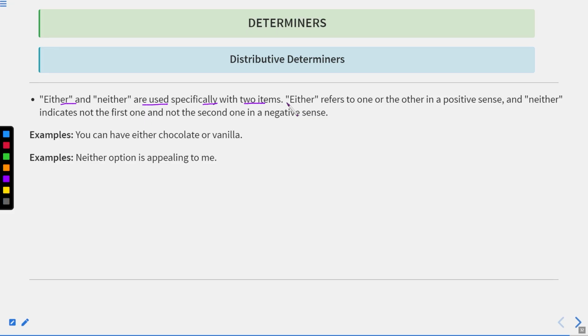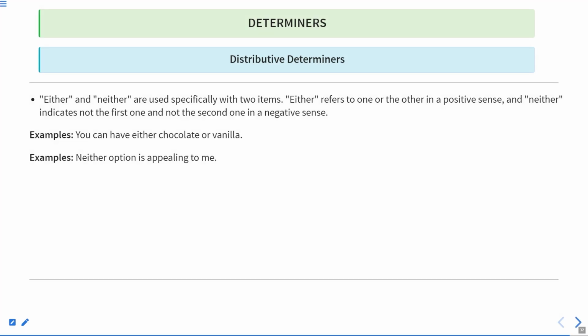For example, you can have either chocolate or vanilla. It means you have two options. Either you can take chocolate or vanilla. Neither option is appealing to me. So here we have the word neither before the word option, which is a singular noun, and after that I have used is, which is a singular verb.